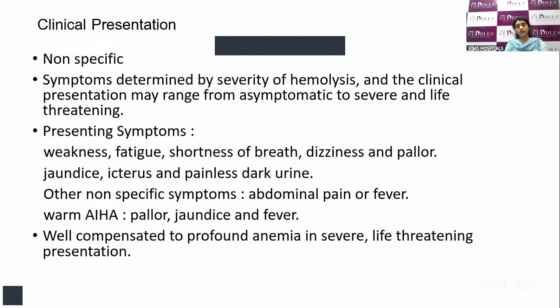In warm AIHA you have pallor, jaundice, and fever. Patients can range from well compensated to profound anemia and a severe life-threatening presentation. Even when they are well compensated, we have to aggressively find the cause and treat it, or else it progresses into a life-threatening situation. Sometimes LFTs are not deranged and there is only AIHA or Evans syndrome. In that condition, we should rule out malignancies, lymphomas, autoimmune conditions, immunodeficiencies, and all of these conditions.